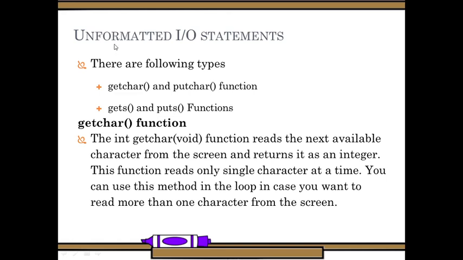Then unformatted IO statements. The following are the types of unformatted functions: getchar, putchar, gets and puts. getchar and putchar are for character functions, and gets and puts are for string functions. getchar is for reading, and puts and putchar are for display.